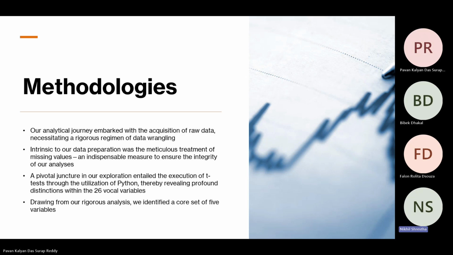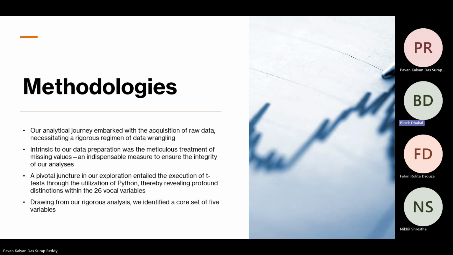Drawing from our rigorous analysis, we identified a core set of five variables. These variables exhibited a remarkable potential in demarcating individuals with Parkinson's disease from their healthy counterparts. The ramifications of this discovery hold immense promise in augmenting early stage diagnostic methodologies and subsequently enhancing patient prognosis. Next, Vivek will explain the code execution to show the analysis of data.